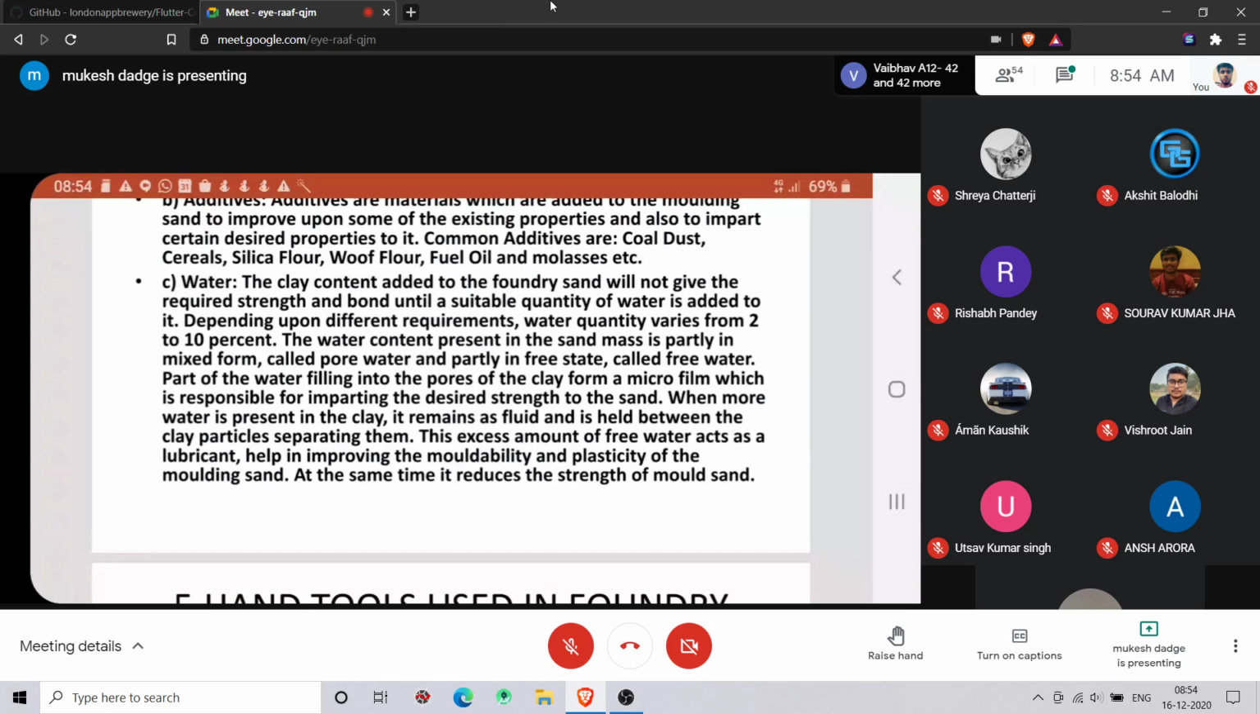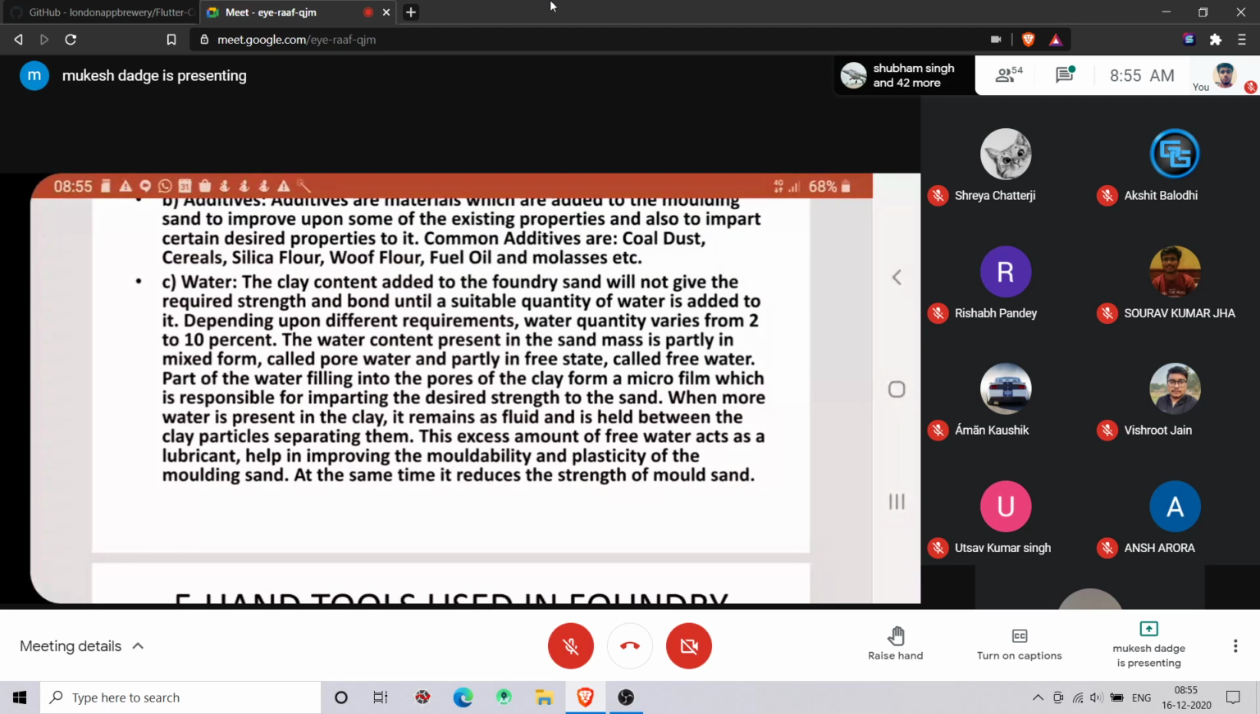Water. The clay content added to the foundation will not give the required strength and bond until you add the right water. So even if you add the binder, the strength does not come until you add water. So again, how much water you have to add depends on your casting. Generally up to 7% or 10% you can add.